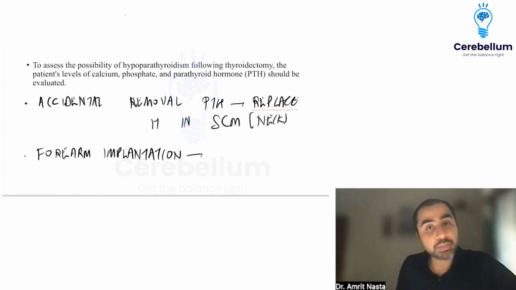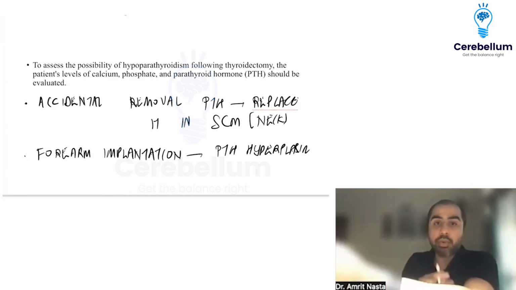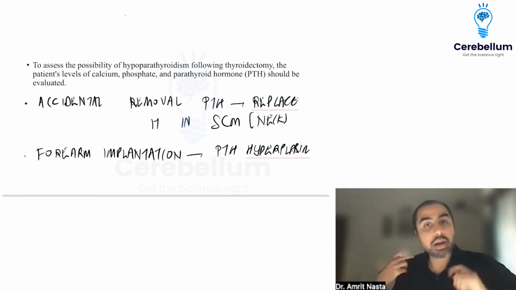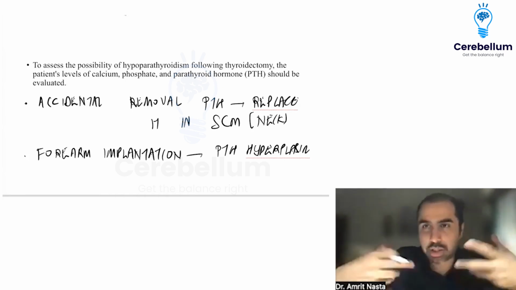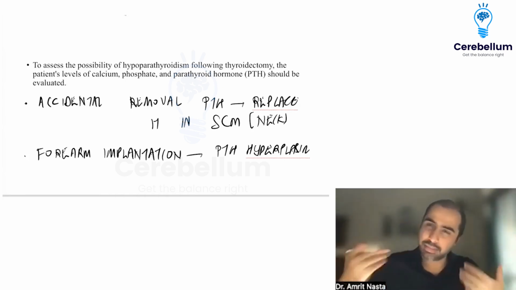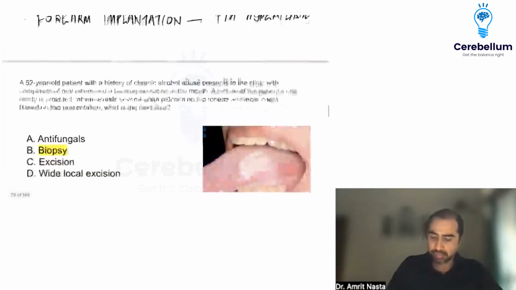Forearm implantation is for parathyroid hyperplasia, where the parathyroids are diseased. Diseased parathyroids you replace in the forearm, not in the neck. Normal parathyroids that were accidentally removed, put back in the neck. Leave them back in the neck.